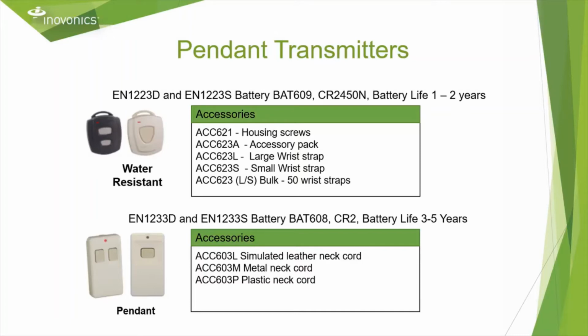The EN1233D and 1233S are similar, but designed to be worn around the neck. They use a CR2 battery with a 3 to 5 year battery life and have the option of a metal, plastic, or simulated neck cord. Both the EN1223D and 1233D are designed to have both buttons pressed simultaneously to activate the alarm to avoid accidental activations. These are not designed to have one button do one thing and the other a different.